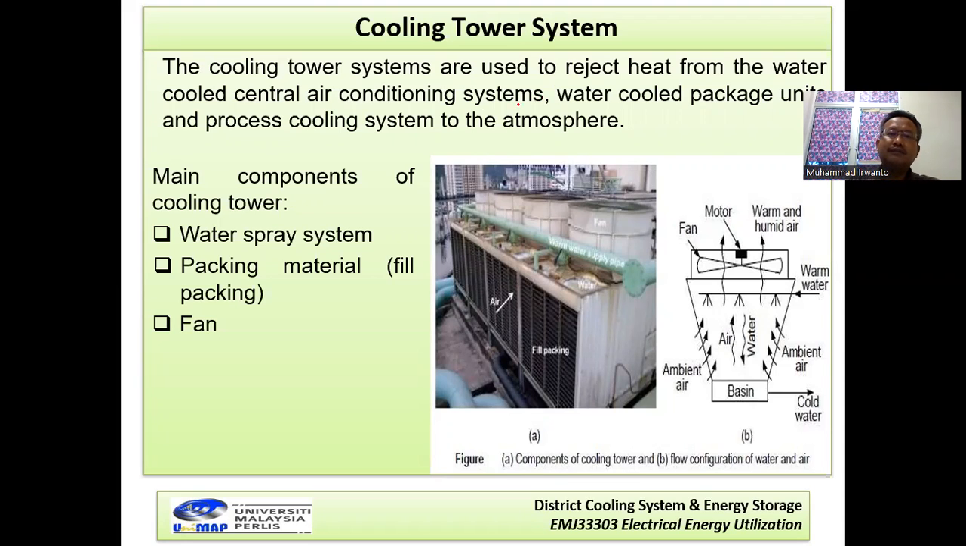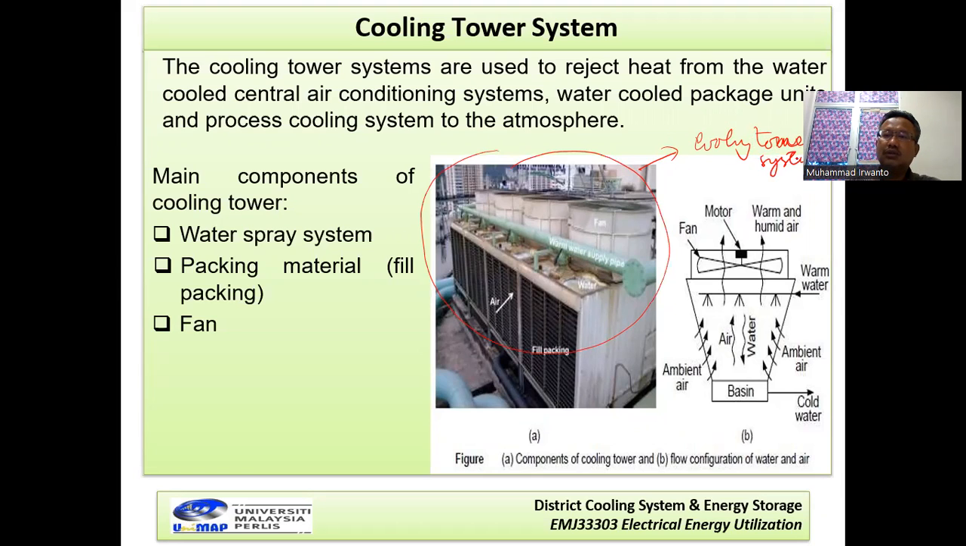Now, I read first that the cooling tower system is used to reject heat from the water-cooled central air conditioning system, water-cooled package unit, and process cooling system to the atmosphere. Now, look at here. This overall is the cooling tower system.